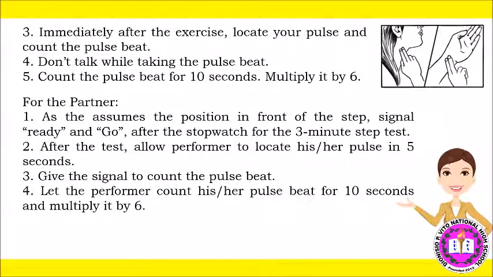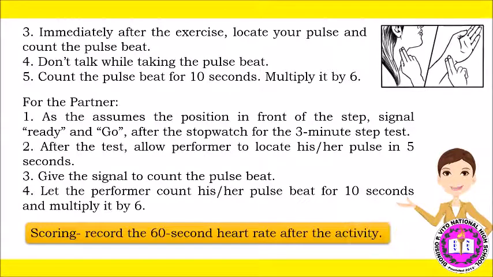For the partner: as they assume the position in front of the step, signal ready and go after the stopwatch for the 3-minute step test. Second, after the test, allow the performer to locate his or her pulse in 5 seconds. Third, give the signal to count the pulse beat. Fourth, let the performer count his or her pulse beat for 10 seconds and multiply it by 6. Scoring: record the 60-second heart rate after the activity.